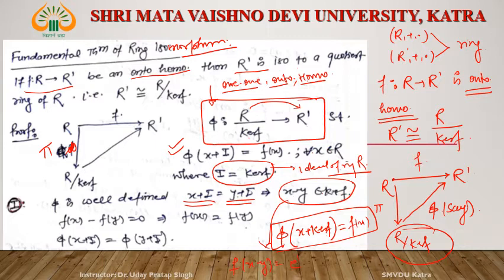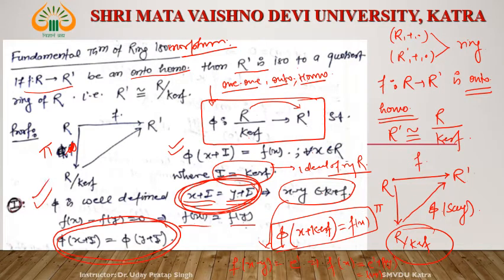Okay. Right. Then what is this? This is f(x) equal to e prime plus f(y). What is e prime plus f(y)? That is f(y). It means f(x) is equal to f(y). What is f(x)? f(x) is phi of x plus I. And f(y) is phi of y plus I. It means if the elements are equal, then their images are equal. So phi is a well-defined map.